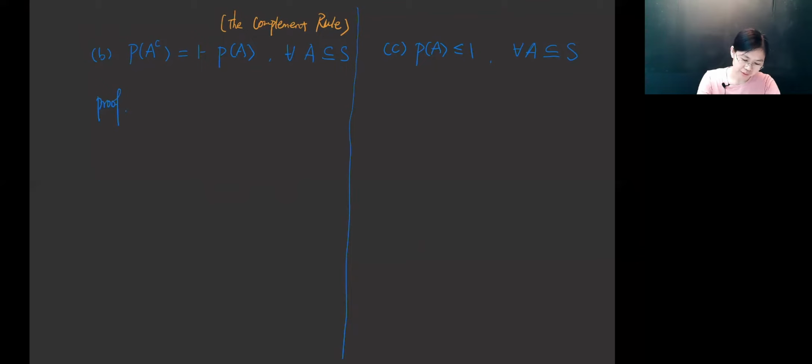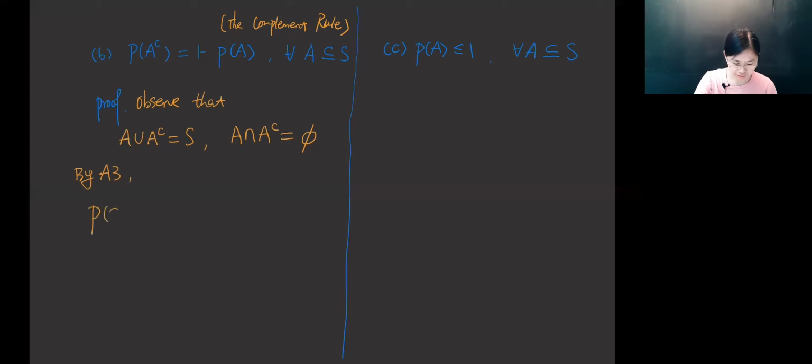So first, we observe that A union A complement is S. So A and A complement are exhaustive of S, and they are also disjoint by definition. Given these facts, we can apply axiom 3 and find P of S equals P of A plus P of A complement.